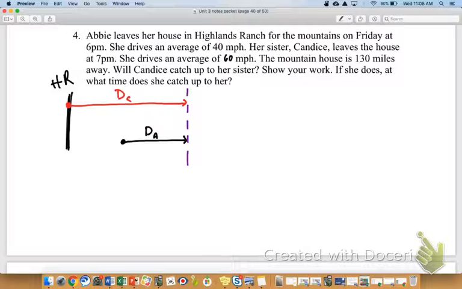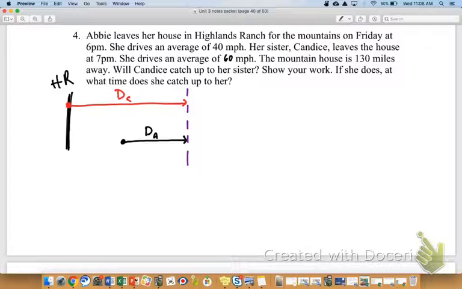So Abby left early. How many extra hours did Abby get driving? 1 extra hour. So could anybody say what her mileage head start was? Like how many miles was Abby down the road before Candace even started? 60. Oh. 40.